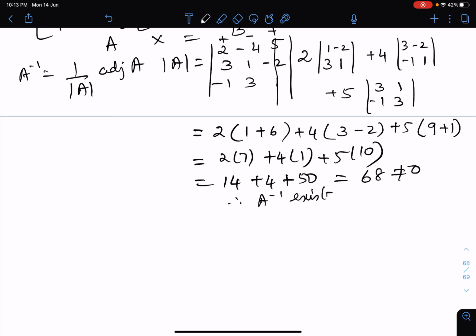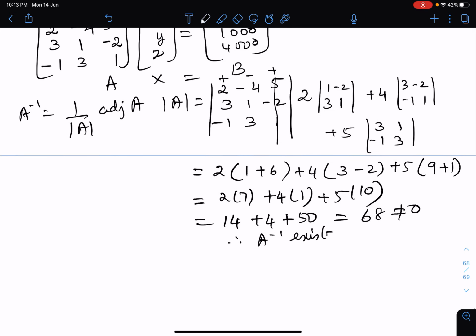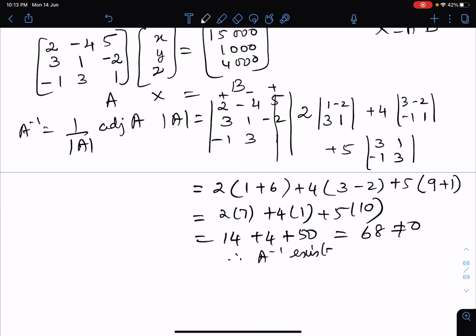Now we shall go to adjoint A. Since this is a 3 cross 3 matrix, you have to write A as it is. Okay, what is our A? 2, minus 4, 5, 3, 1, minus 2, minus 1, 3, 1.